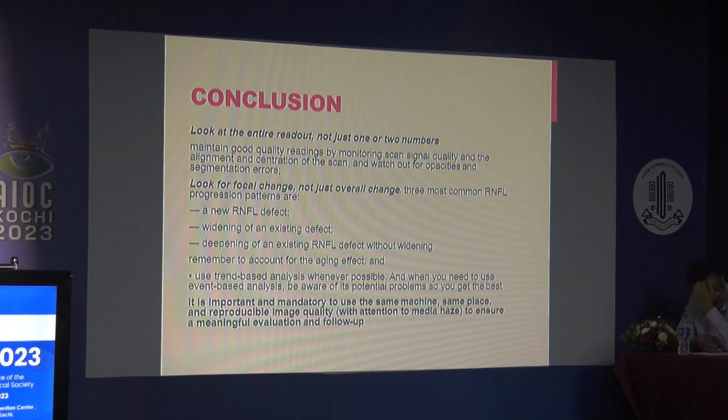So in conclusion, I would like to say you have to look at the entire readout. Don't directly jump at the RNFL values. Maintain a good quality reading by monitoring the scan signal quality, alignment, centration, and watch out for opacity and segmentation error. Look for focal changes, not just overall change.